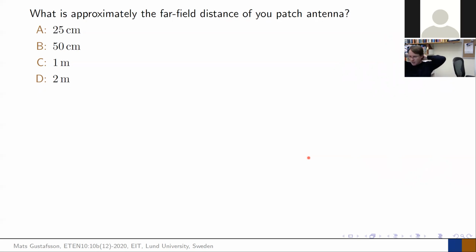I will open up a poll very soon here. Question A, 25 centimeters, so something like this. Half a meter, 1 meter, or 2 meters. Where do you have to be? How do you determine it from the patch antenna that you have all built? Oh, here I have it. Here I have your patch, same as you have built, all of you. How should you determine the far field distance from this? What can it be?